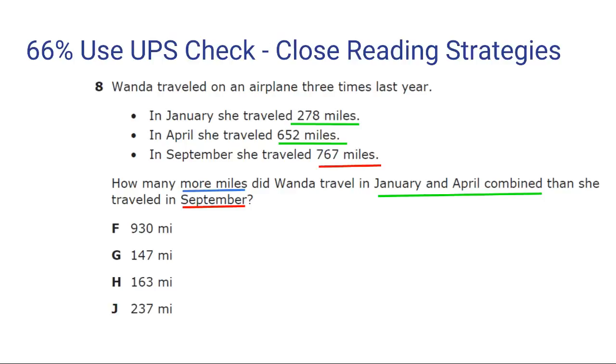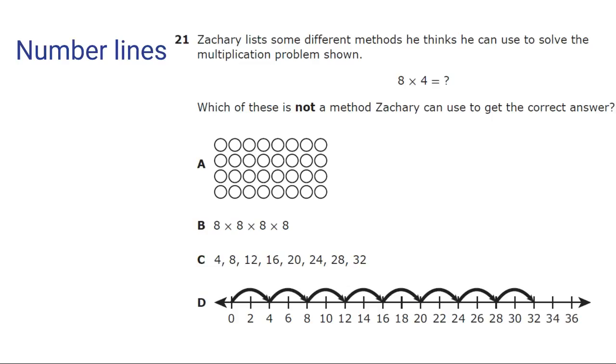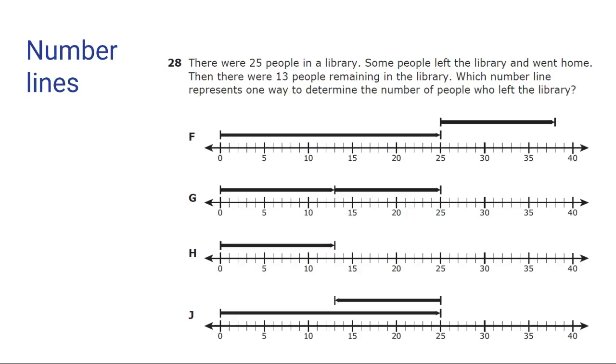Here's another example of using UPS check, using different colors to highlight, as well as just to be able to know what numbers we're going to look at and use. This is only for the understand portion, mostly. Notice that number lines were on the test in different types of formats.